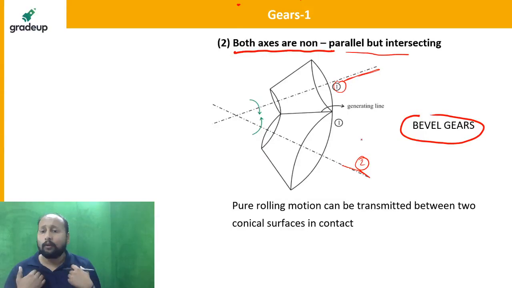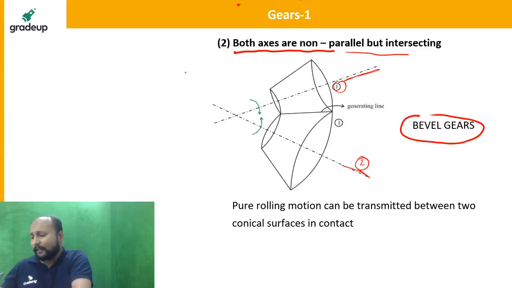So if we want to transmit power between two axes which are intersecting but not parallel, in that case we'll be using bevel gears. Now tell me where we are using bevel gears, please. Anyone? You might have seen bevel gears in many applications.